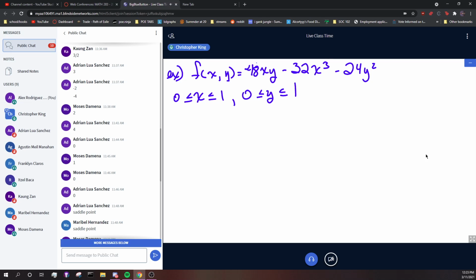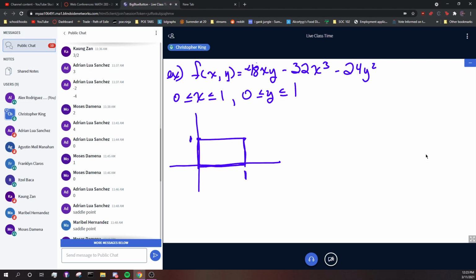So now what I'm going to do is draw the region so I can see what I'm dealing with here. x is bounded between 0 and 1, so here's 0, here's 1. y is bounded between 0 and 1. Again, here's 0, here's 1. Basically, what I'm going to be dealing with is this square.